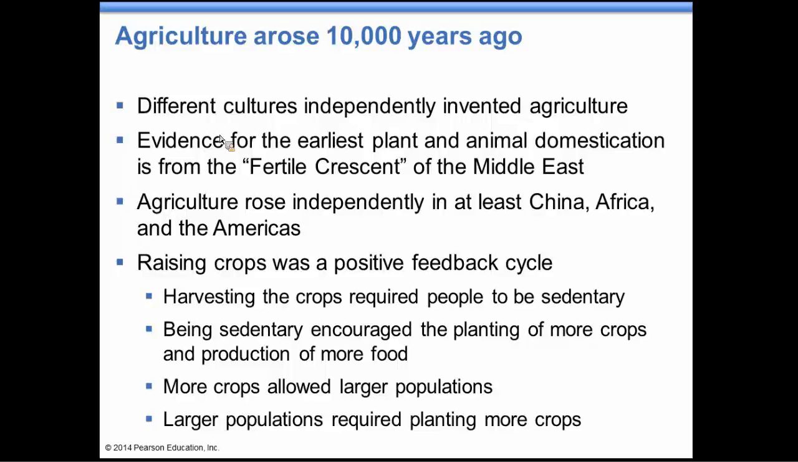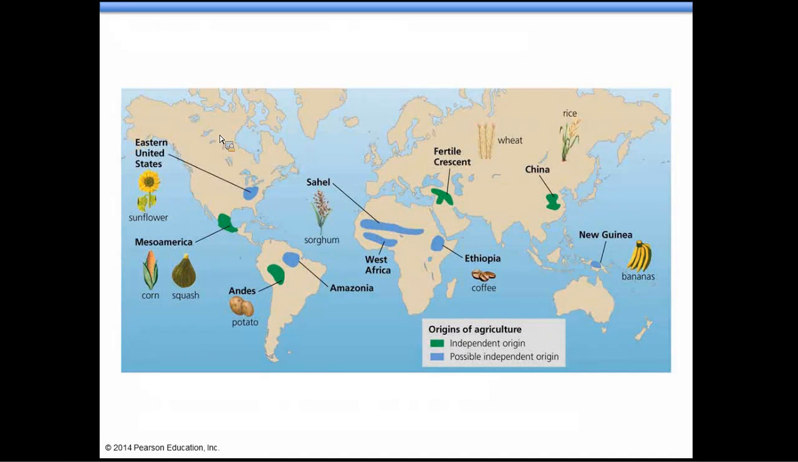Raising crops was a very good positive feedback cycle. Harvesting the crops required people to be sedentary, and being sedentary encouraged the planting of more crops. So more crops allowed for larger populations, and larger populations required planting more crops. And on this map we can see a couple locations where it was possible for independent origins of agriculture. Fertile Crescent's right there in the middle.